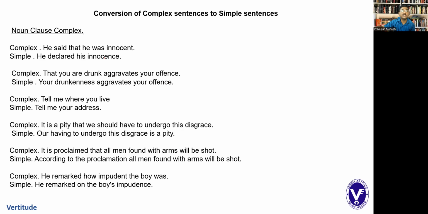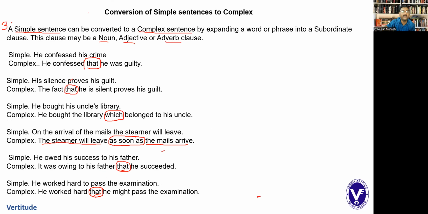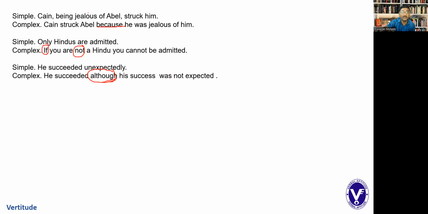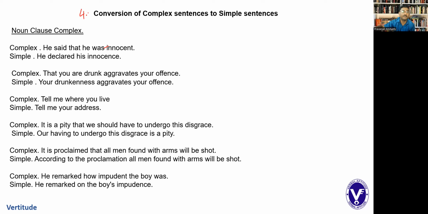Noun clause. Now, this is another one. There is a fourth one, that is conversion of complex sentence to simple. Now, we did the others: simple to compound, compound to simple. Then the previous one we did was simple to complex, and now again complex to simple. Complex: He said that he was innocent. He declared his innocence. Simple sentence.